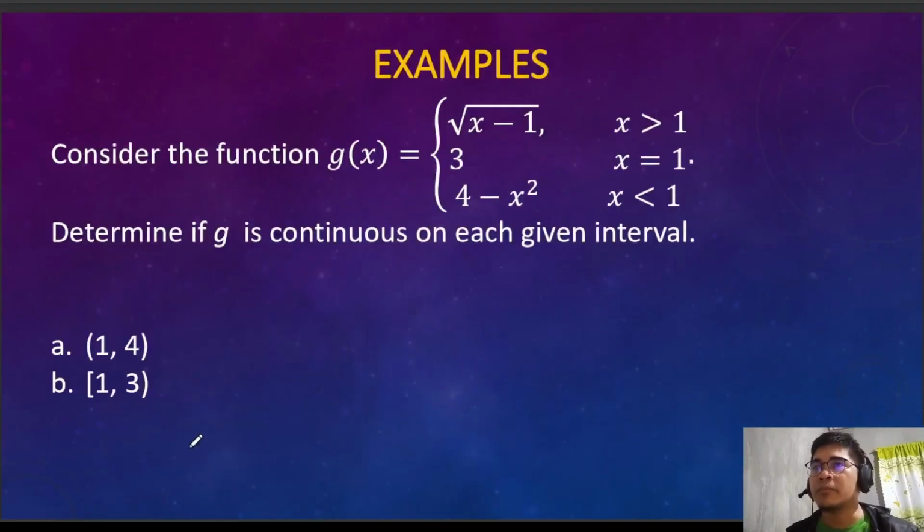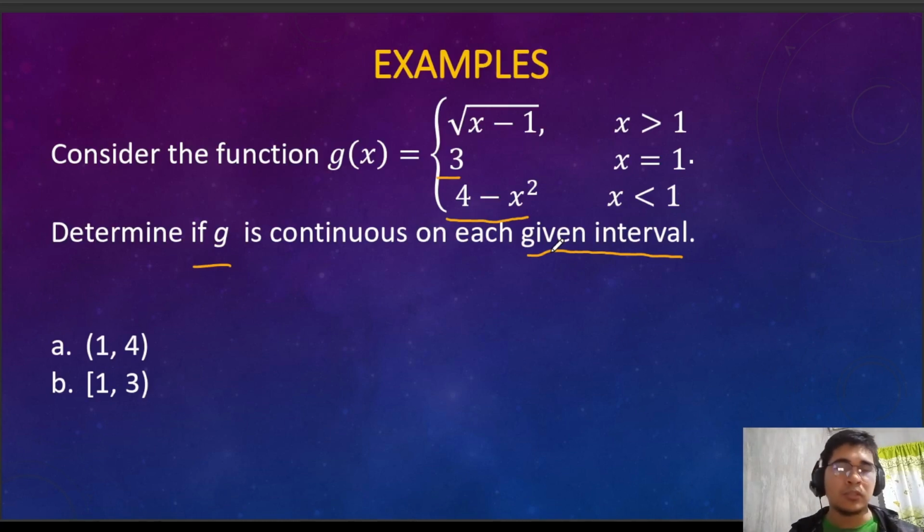So let's have some examples. Consider the function g of x is equal to square root of x minus 1 if x is greater than 1. G of x equals 3 if x is equals 1. And then last is g of x equals 4 minus x squared if x is less than 1. Determine if g is continuous on each given interval. So we need to determine if our g of x is, or our g is continuous on each given interval.